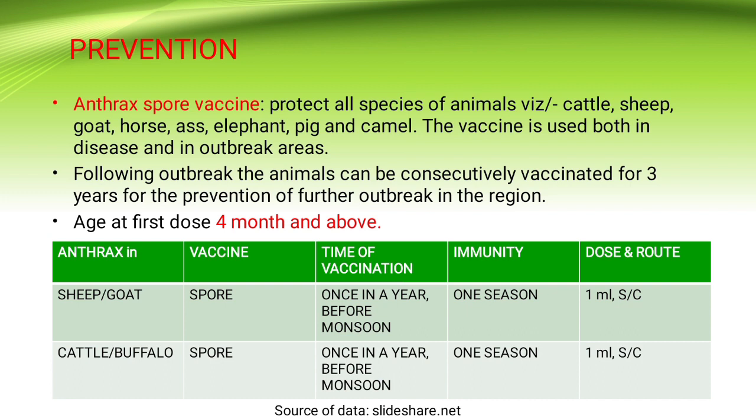Vaccination schedule for goat and sheep: the vaccine is a spore vaccine. Time of vaccination is once a year before monsoon, which provides immunity for 1 season, at the dose rate of 1 ml, and the route is subcutaneous. The vaccination schedule for cattle and buffalo is the same as that of goat and sheep.